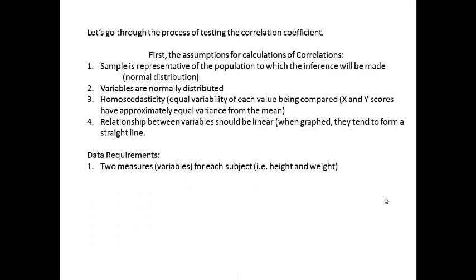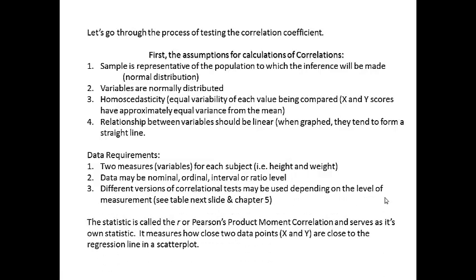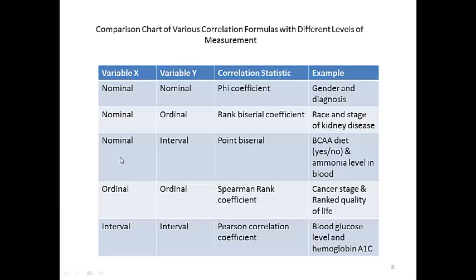When we look at the data requirements for making comparisons, we need to assure that we have 2 variables per subject. The data may be any level, but we may have to select special types of correlations depending on the level of measurement. For continuous data, we use the Pearson product R. But let's say that I wanted to compare nominal level data to interval level data. I would use point by serial.